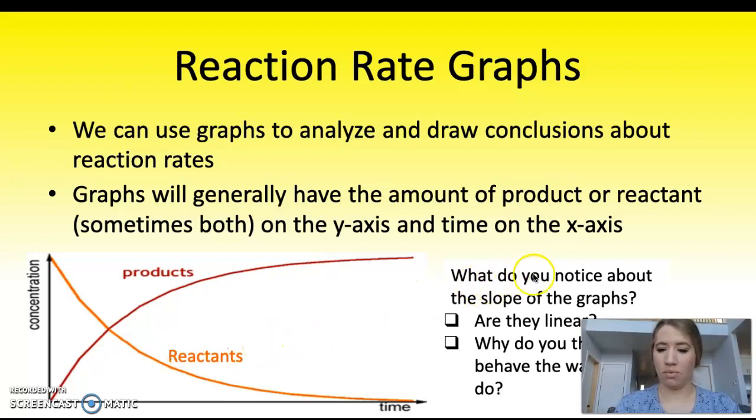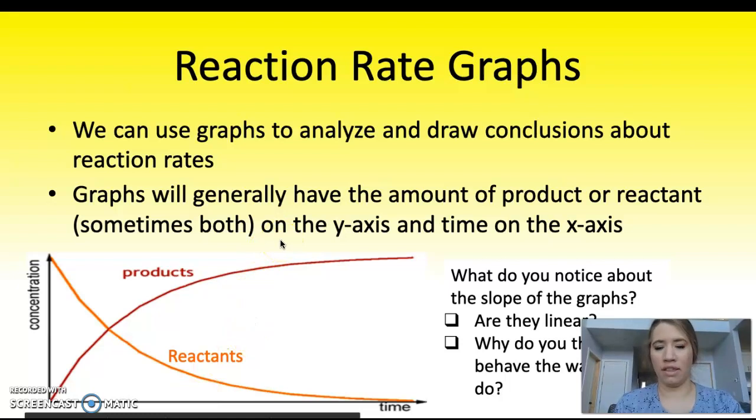Okay. So what do we notice about the slope of the graph? Well, slope would be rise over run. So that would be concentration over time. And if we're just looking at a little chunk of time, then that would be a change in concentration or a change in amount over a change in time. And we should recognize that as the rate of reaction equation, a change in concentration over a change in time. So the slope of this line is the reaction rate.